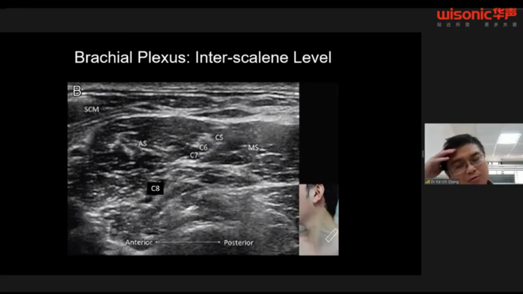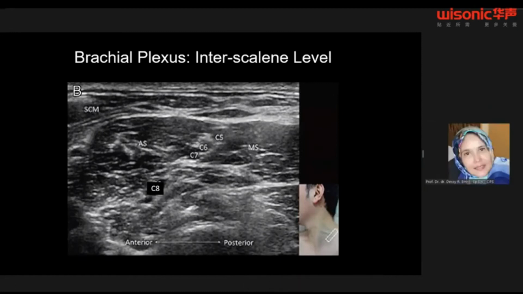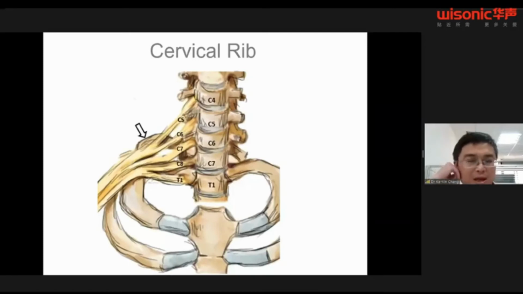So at the interscalene level, what nerve root can you see? First, the reason why we call it interscalene level is because it's interposed by two muscles. One is the anterior scalene, the other is the medial scalene. And we know both scalene muscles originate from the transverse process of our cervical vertebra. The anterior scalene originates from the anterior tubercle of the cervical spine, and the medial scalene originates from the posterior tubercle of the cervical spine.